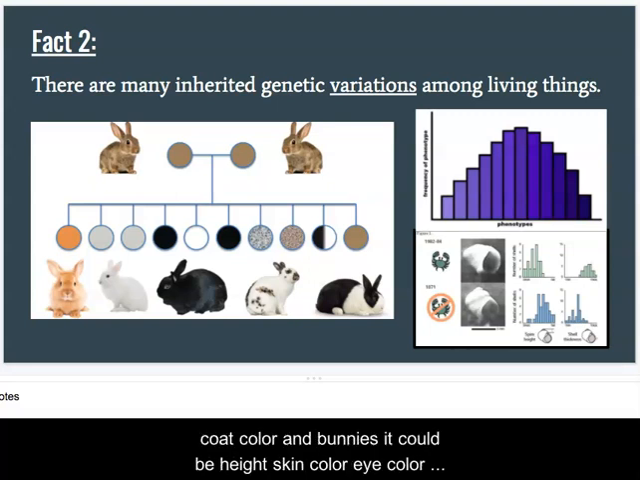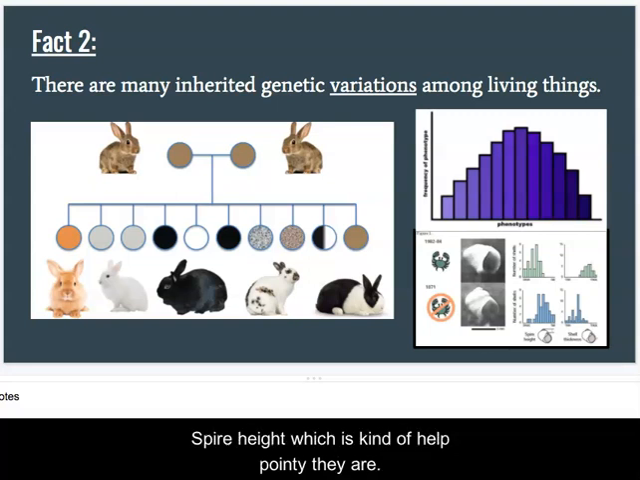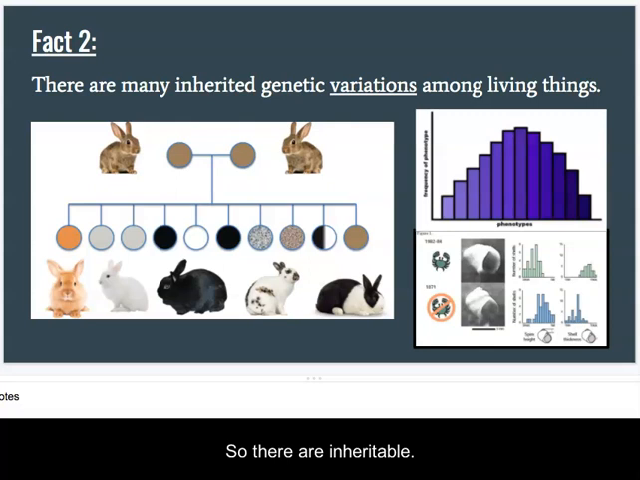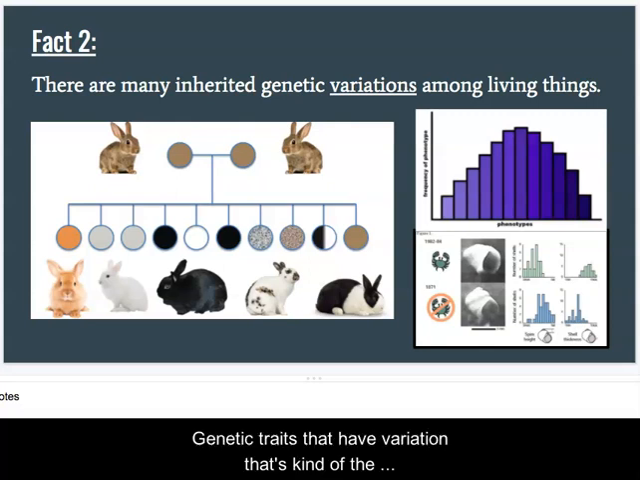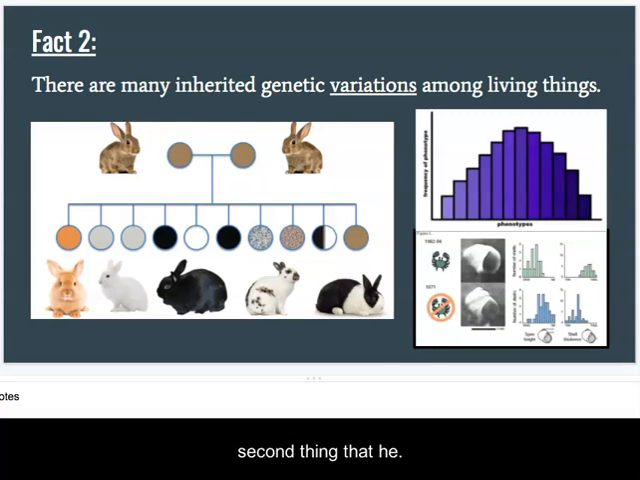It could be height, skin color, eye color, hair texture, plant height, number of flowers, colors of flowers, all of it. Or even in the bottom right, as we had talked about with the snails, shell thickness or spire height, which is kind of how pointy they are. So there are inheritable genetic traits that have variation. That's the second thing that he noticed.